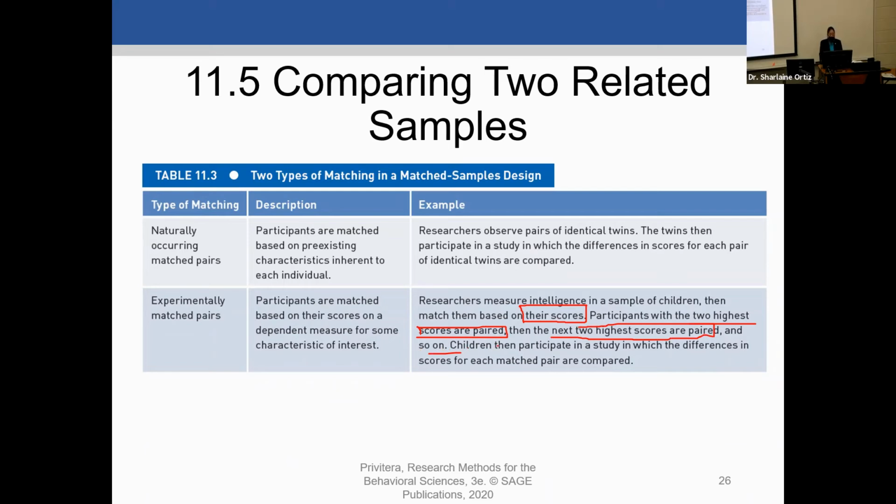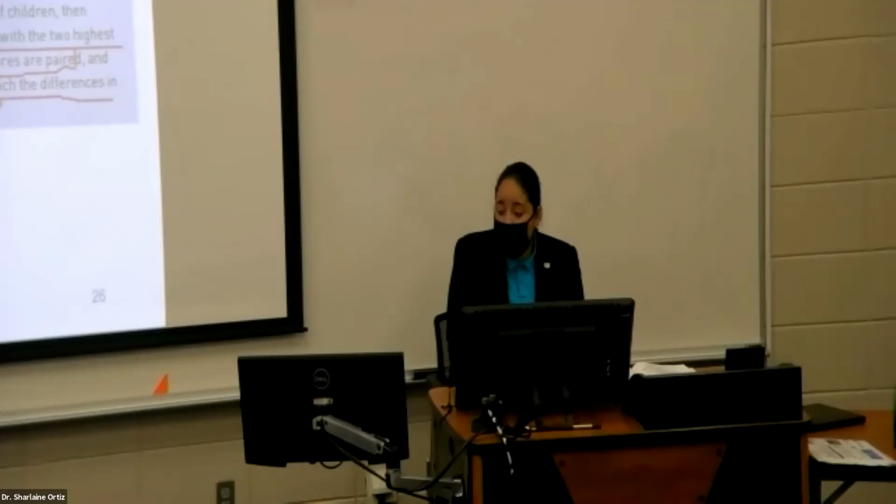Notice that the children, including Mr. Billy, I usually use Peter, but this time I decided to go with Billy. So we're just doing Billy for today. Notice that once I paired Billy with Peter because they had the highest scores, and I move on to the next pairs, the children will then participate in said study based on those differences, based on us being able to compare that matched pair.